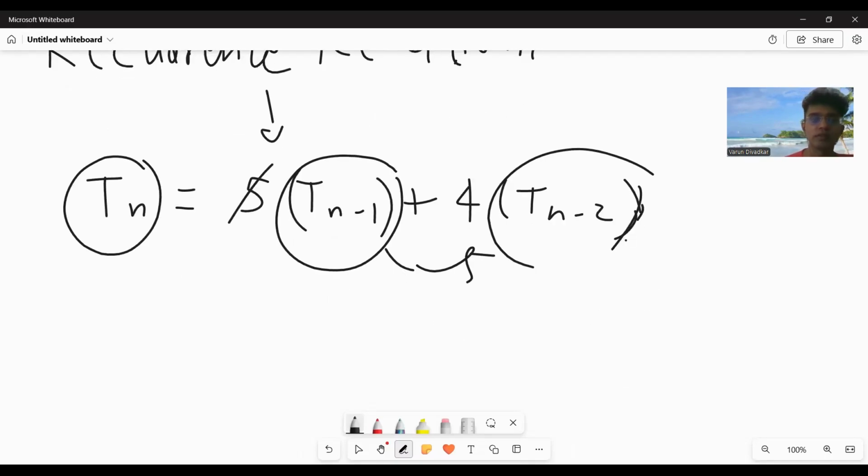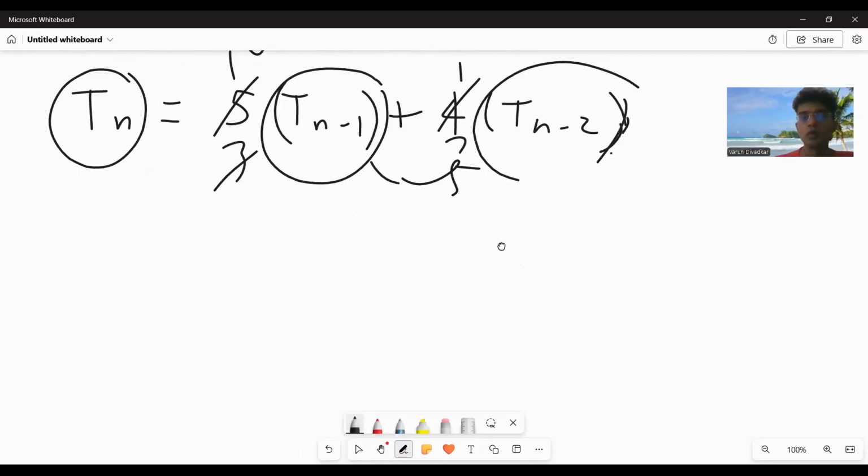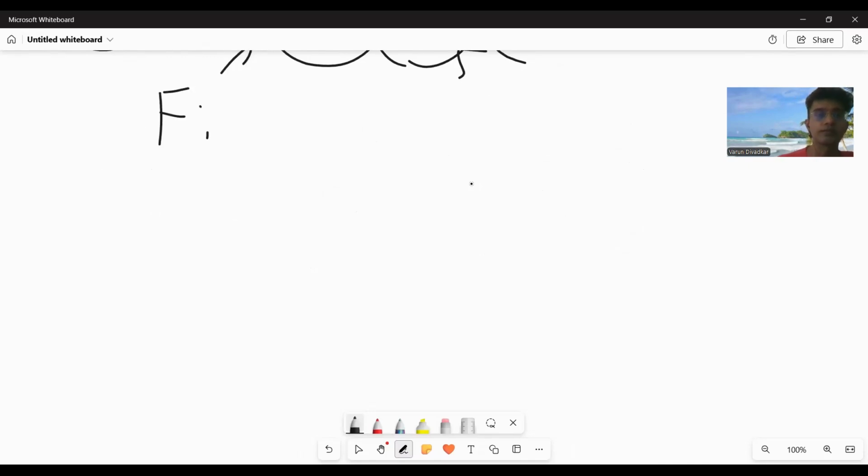5 and 4 are just numbers. This can even be 3, this can even be 2, this can even be 1 and 1, anything like that. One of the popular ones that we know is the Fibonacci series, right?